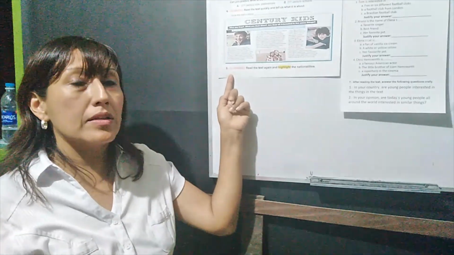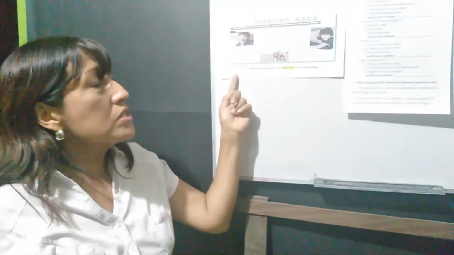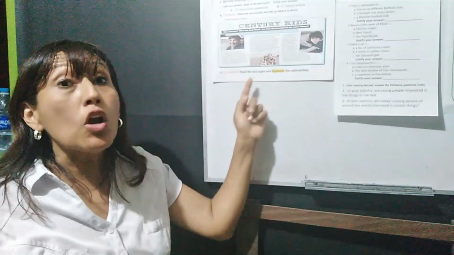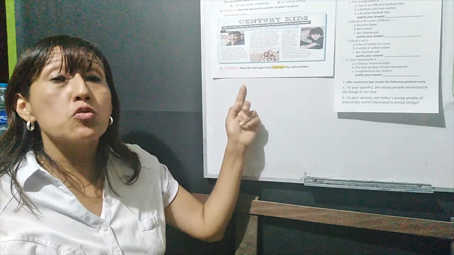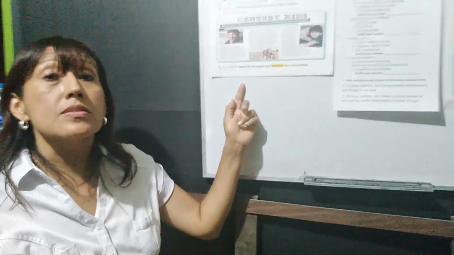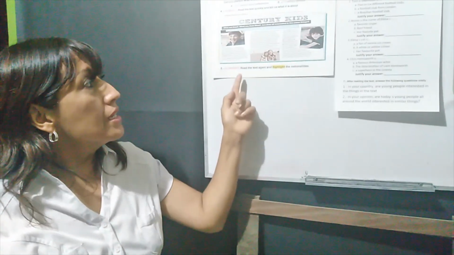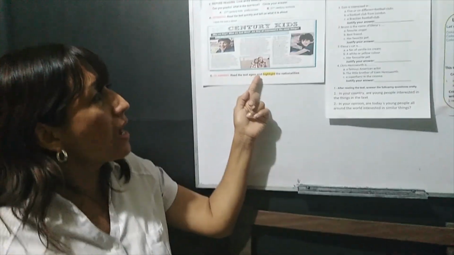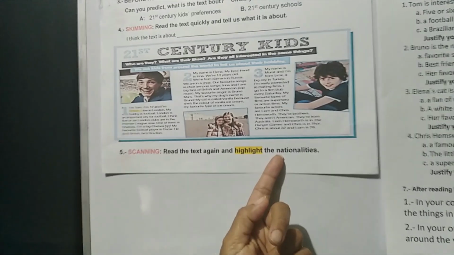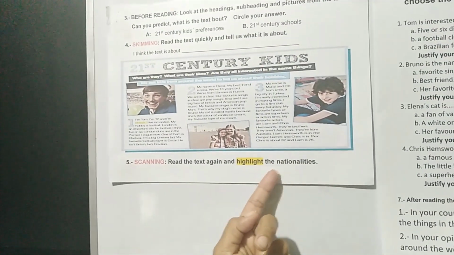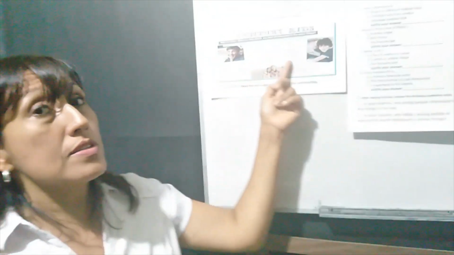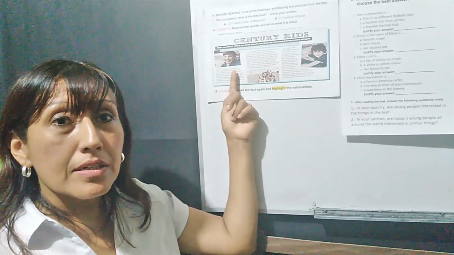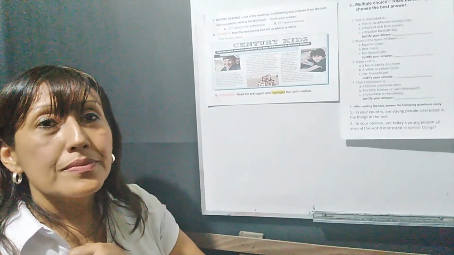Scanning is another reading skill. With scanning, you can read the text looking for specific information. This information can be used to complete an exercise. Read the text again and highlight the nationalities. This is the activity that you have to do with scanning. Can you find examples of nationalities in the text? Have a look at it carefully and do it.